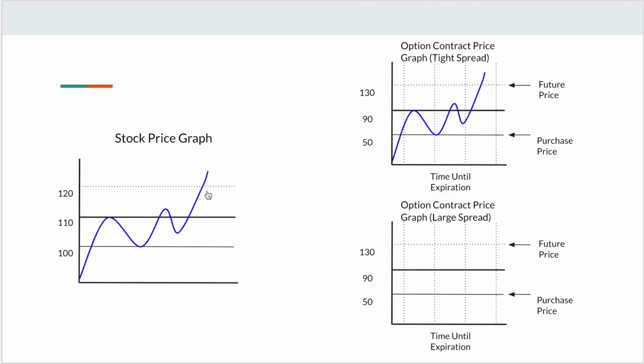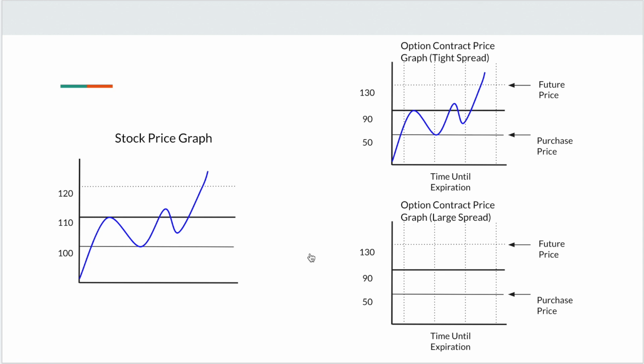So when we're talking about stock price versus tight spread and large spread in options contracts, we want to keep in mind how the option reacts to the stock price movement. When you have a tight spread, as I've drawn out on this graph, the price of the option tends to move very coincidentally, almost parallel. It's not necessarily parallel, but it almost matches the stock's price. So when the stock goes up to 110, the option contract moves in the same direction. It's smooth, going up and down smoothly.